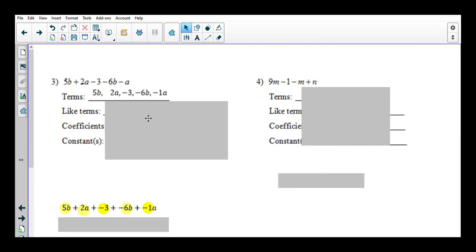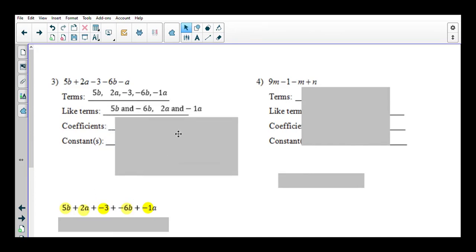We actually have two pairs of like terms in this problem. We've got the b's and the a's. So you can see here we have a term with a b, so 5b and negative 6b. We've got terms with a's, that's 2a and negative 1a. So you can see I listed each of those pairs. Notice how I separated those with a comma. Find a way to separate them so you know and I know that they're not all like terms. We have two separate pairs.